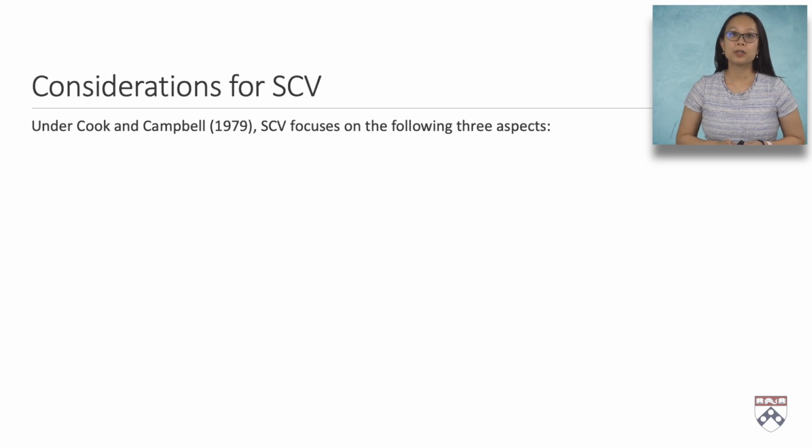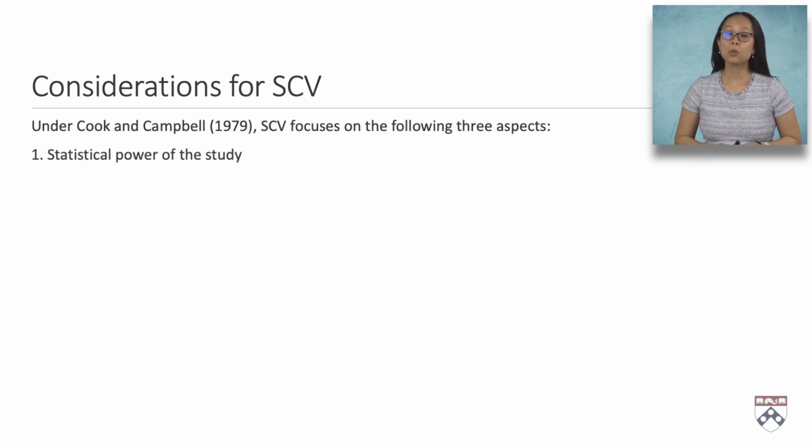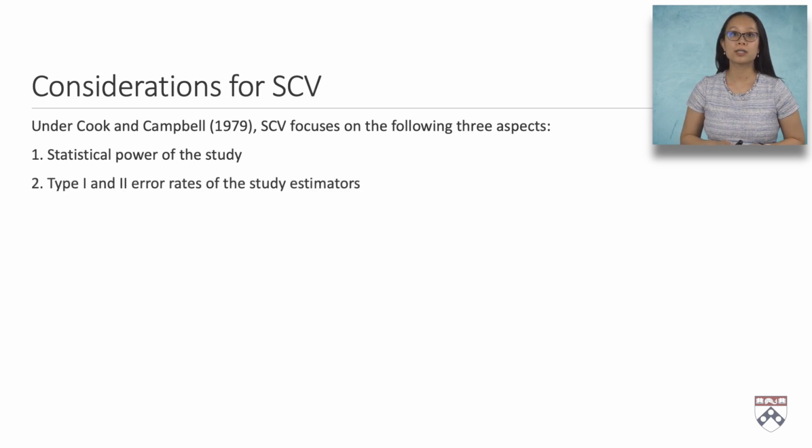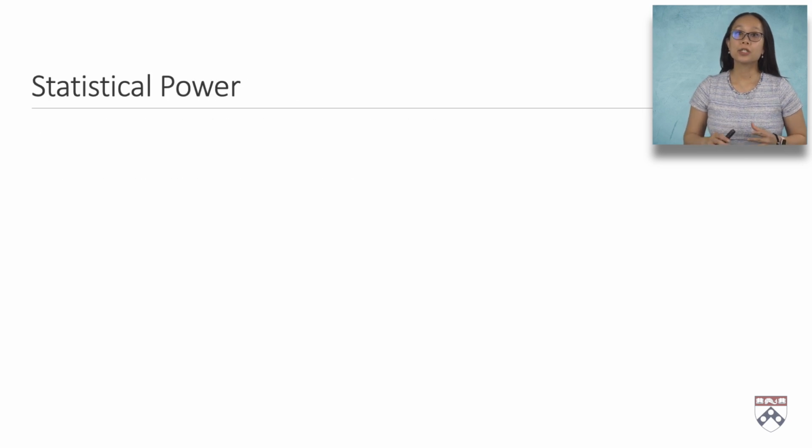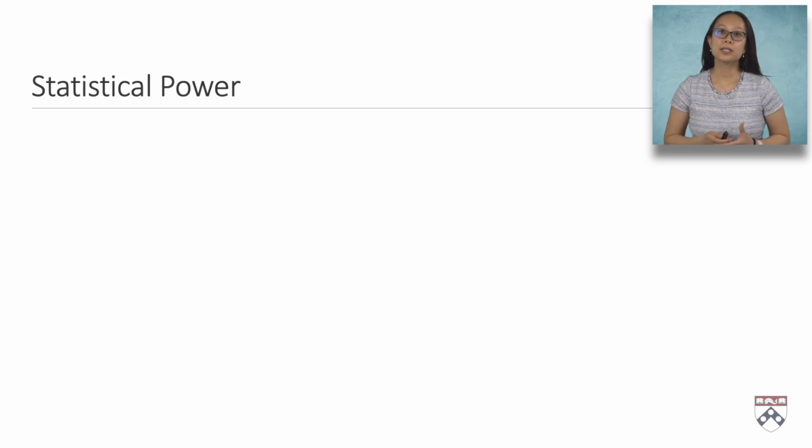Under Cook and Campbell and their 1979 paper, SCV focuses on the following three aspects. One is the statistical power of the study. Another is the type 1 and type 2 error rates of the study estimators. And the last is estimating the magnitude of the effect or impact confidently. So we're going to talk about each of these considerations of SCV in turn, and I'll try to give examples to illustrate what I mean by them in practice. So let's start with statistical power.